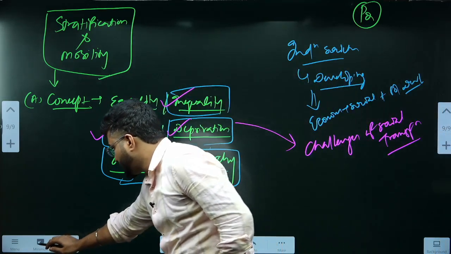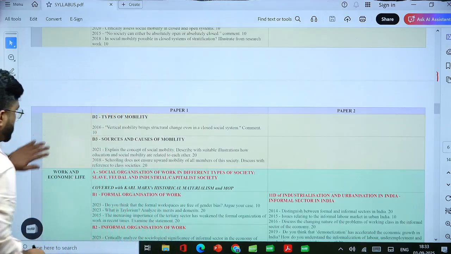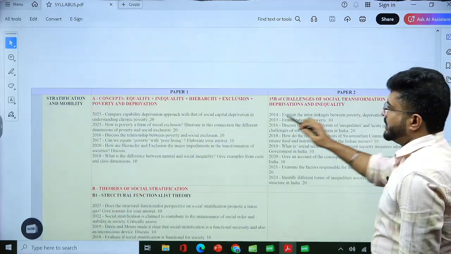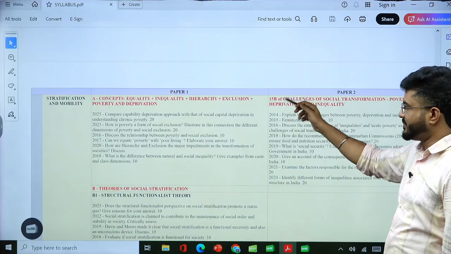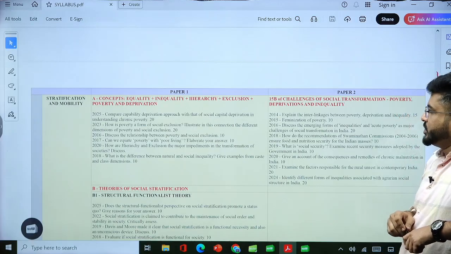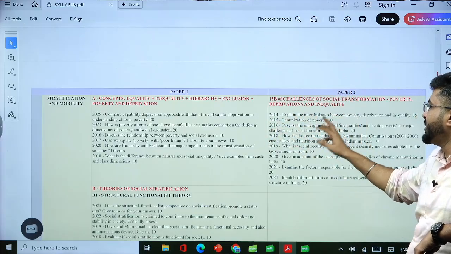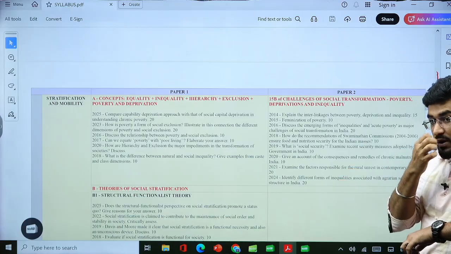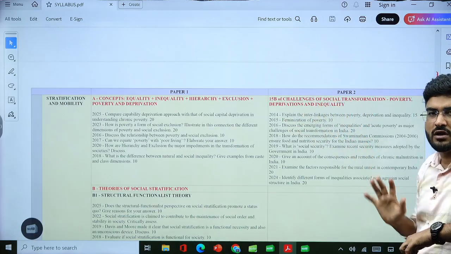Okay, look here. Concepts: equality, inequality, hierarchy, exclusion, poverty and deprivation. Here, chapter 15, part B: poverty, deprivation and inequality. Now look at the questions. In paper 1 they will be making a connection between poverty and social exclusion. In paper 2 they will be making a connection between inequality and poverty. But the basic approach related to inequality, exclusion, poverty and deprivation will be the same. So why not read these two sections together?